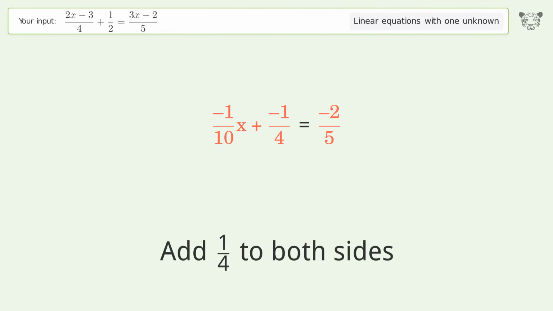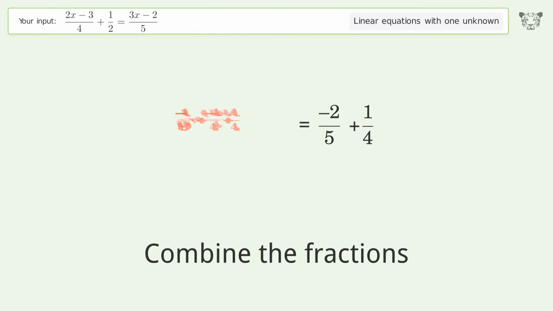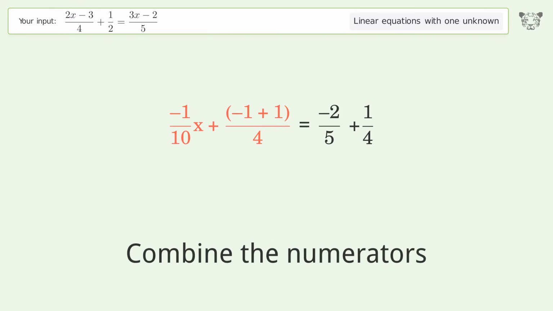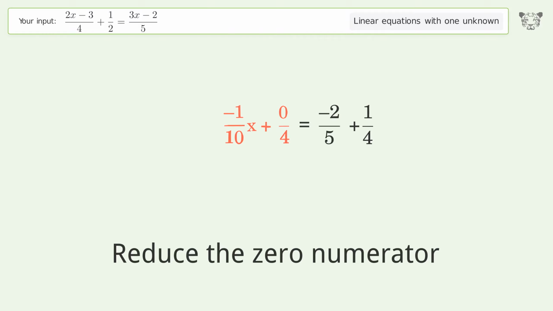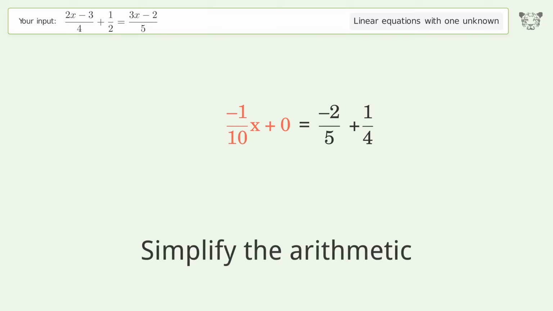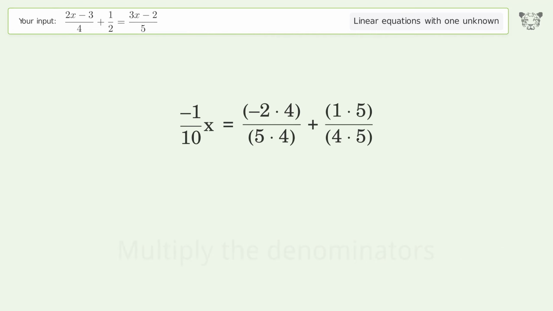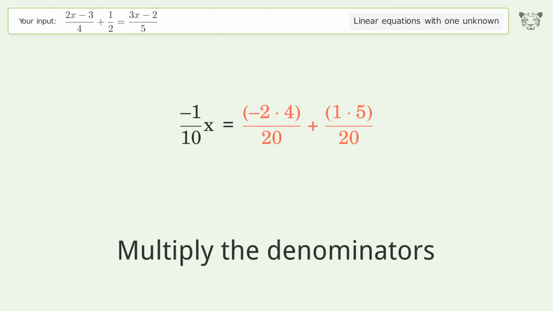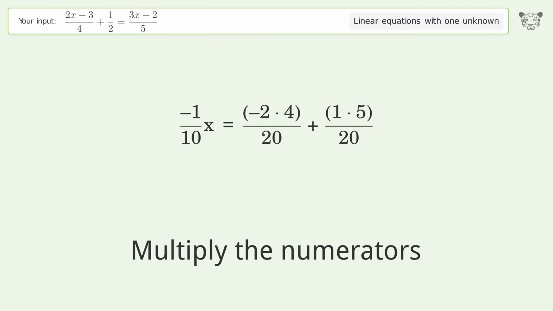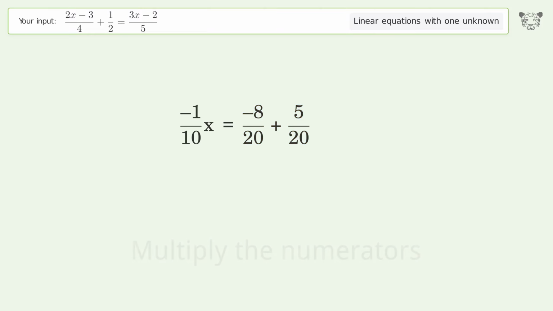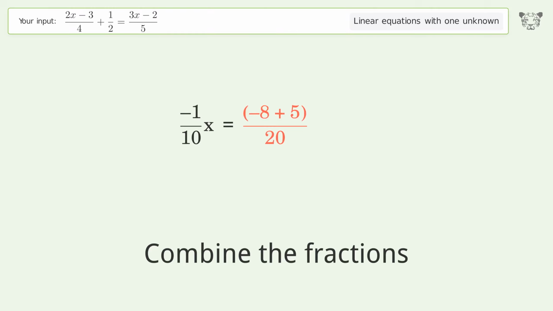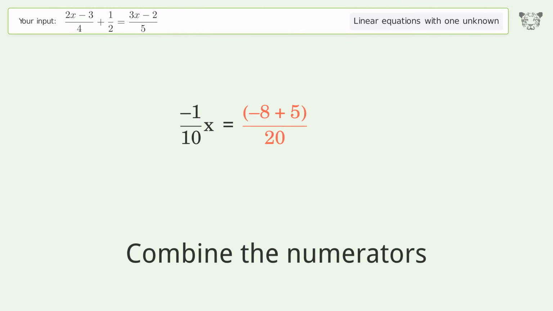Add 1 over 4 to both sides. Combine the fractions. Combine the numerators. Reduce the zero numerator. Simplify the arithmetic. Find the lowest common denominator. Multiply the denominators. Multiply the numerators. Combine the fractions. Combine the numerators.